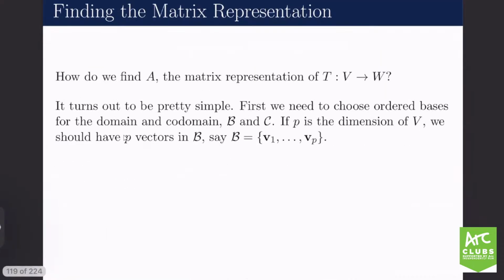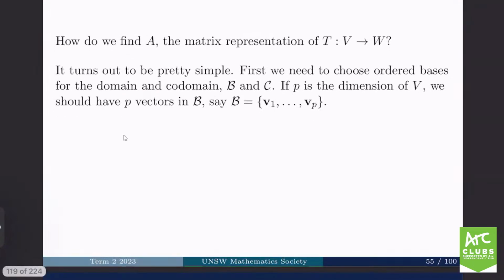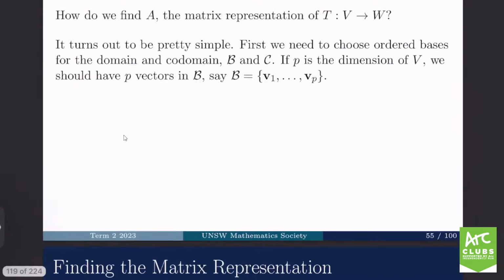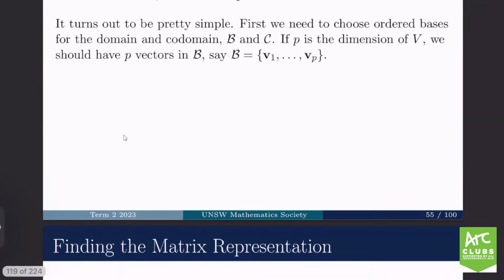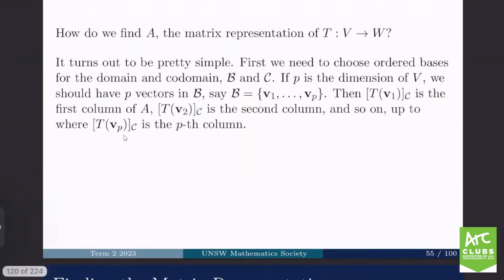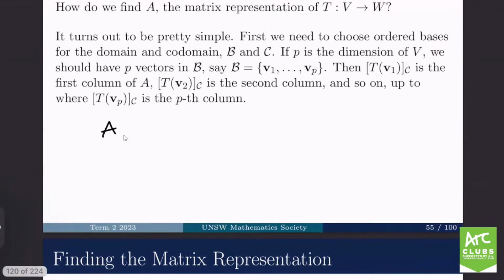So now an important question is, how do I find this matrix representation? It's actually fairly straightforward. Essentially, the first thing we need to do is find our bases in the domain and codomain. So we need to write down our bases B and C. And if p is the dimension of our domain V, we can say that our basis is V1 up to Vp.